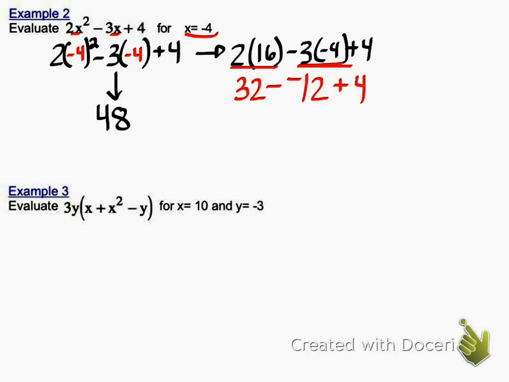So now I've got to use some of my rules with integers. I'm at the point where it's subtraction and addition. Those are the same in order of operations, meaning I do them at the same time. So I have to do it from left to right.